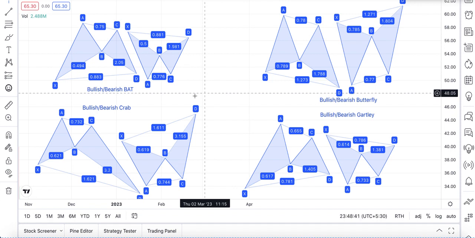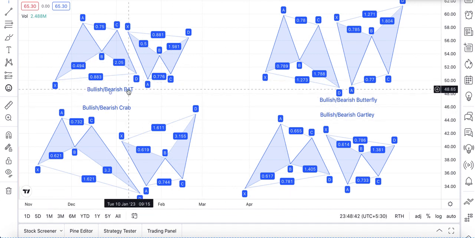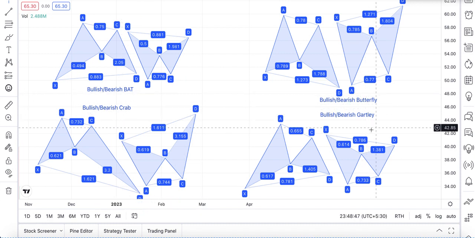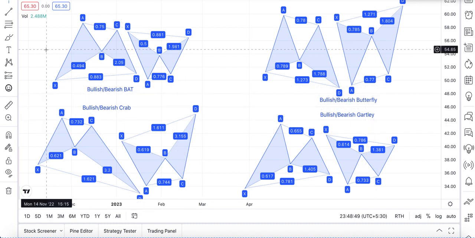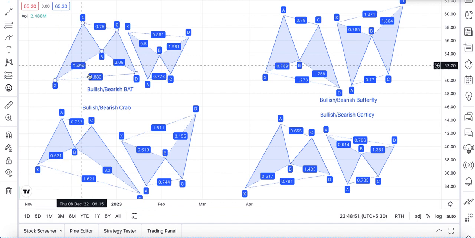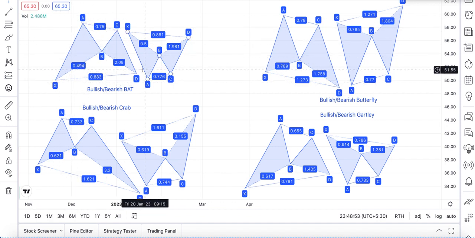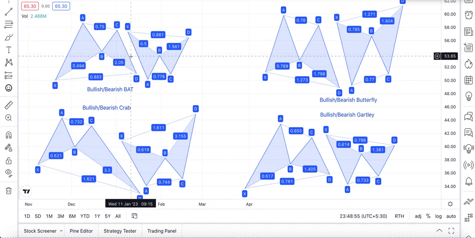Just to give you an overview, we have the bat harmonic pattern, both the bullish and bearish version, the crab, butterfly, and Gartley. Now what we'll be discussing in some of these coming videos is how each of these ratios form, and what all are the things that are extremely important for the harmonic pattern to adhere to and actually give you more reliable signals.